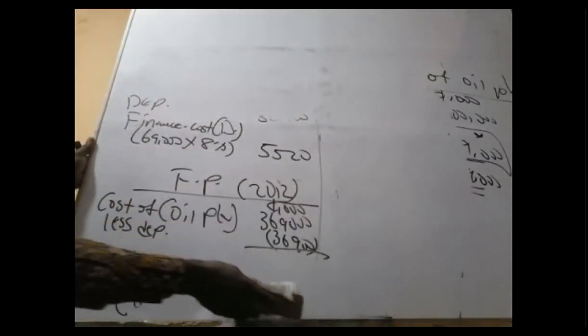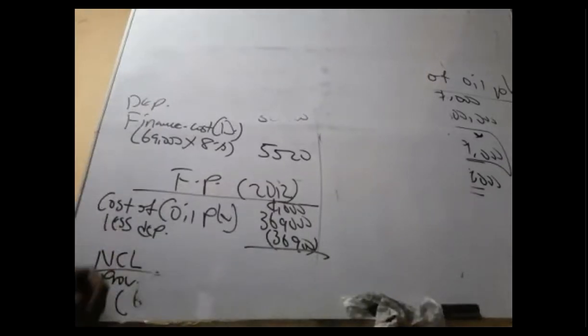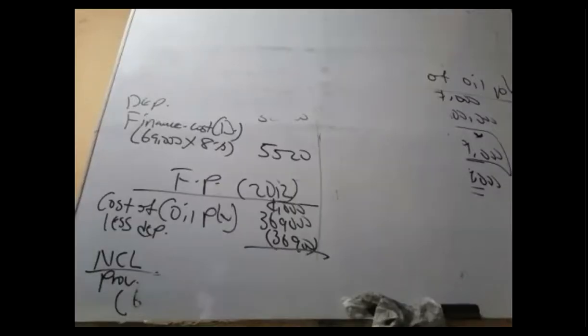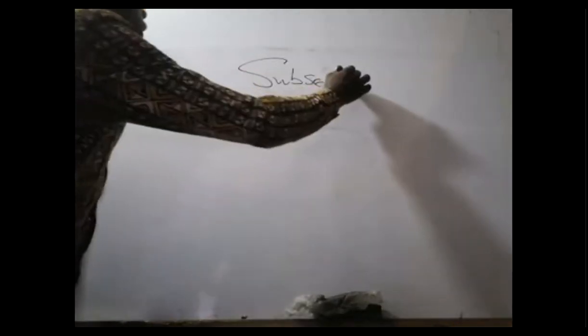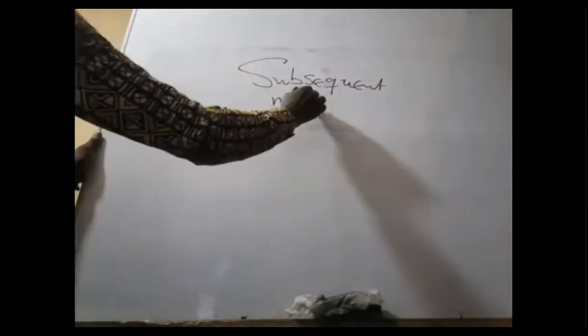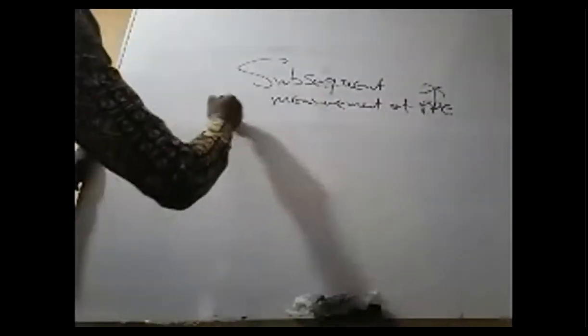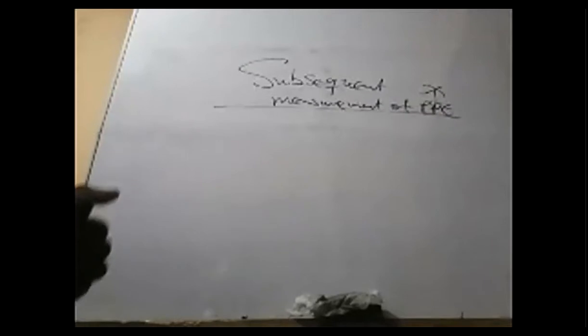Let me see. There's a question here for you to get the. Sorry for doing that. Now let's look at the subsequent measurement of PPE. So subsequent measurement of PPE. Please, no shortcut in exam. Okay, so subsequent measurement of PPE.